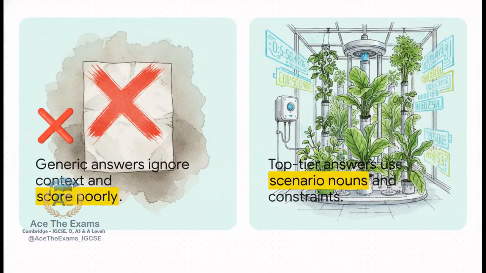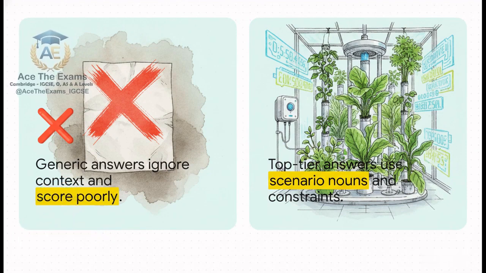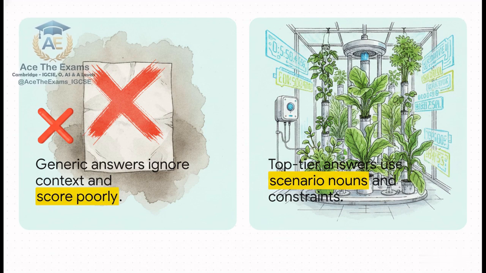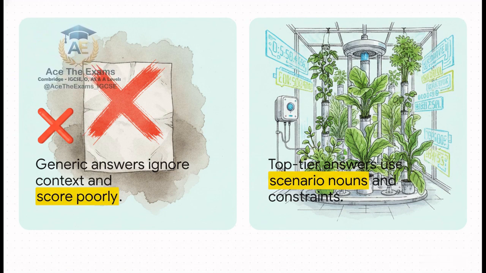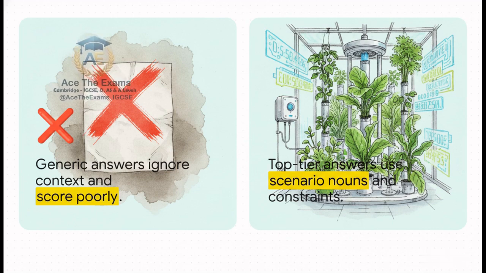Let me tell you, generic definitions score poorly. However, an answer that directly references the scenario-specific data types secures maximum marks. For example, if a question asks how an automated greenhouse sensor system processes data, you don't just write, "It uses binary." No way! You must state that the analog temperature data from the sensor is converted into digital binary data so the CPU can process it. You absolutely must use the nouns from the specific scenario to hit the nail on the head.